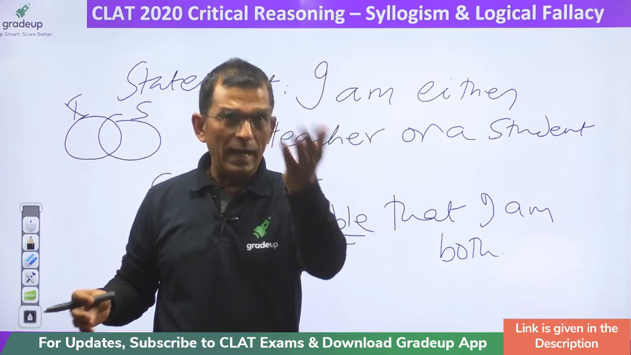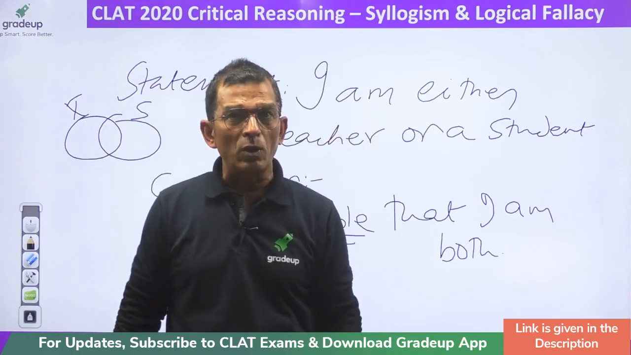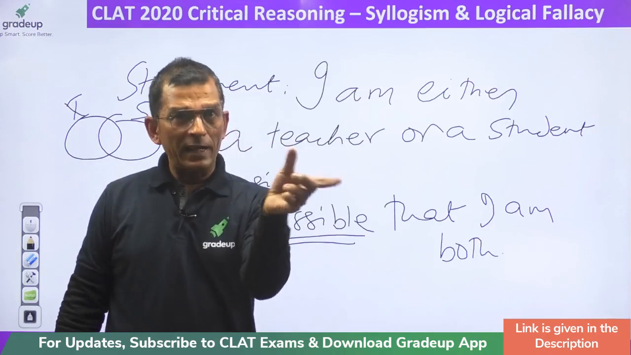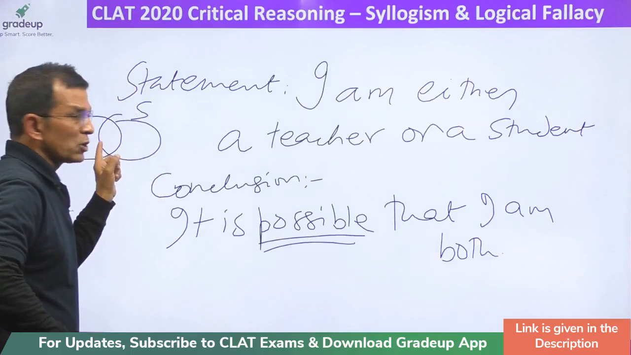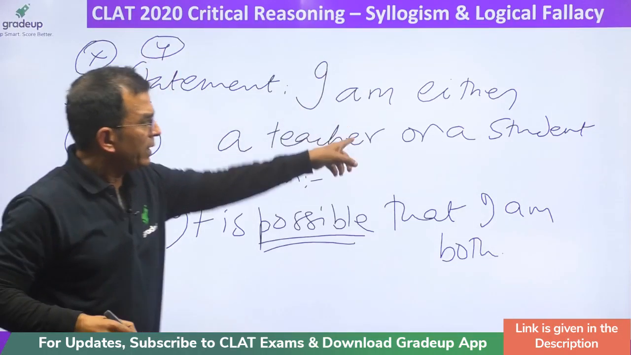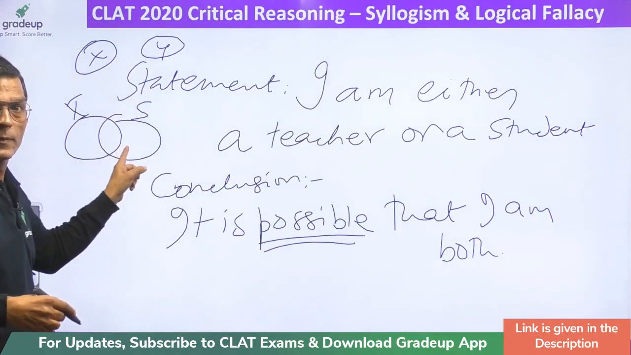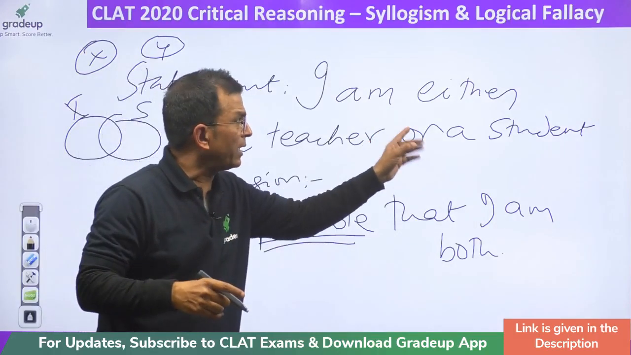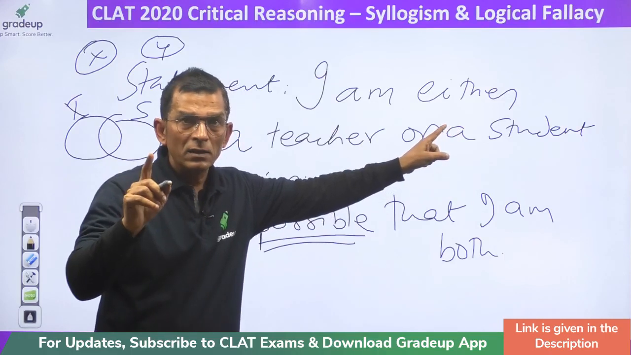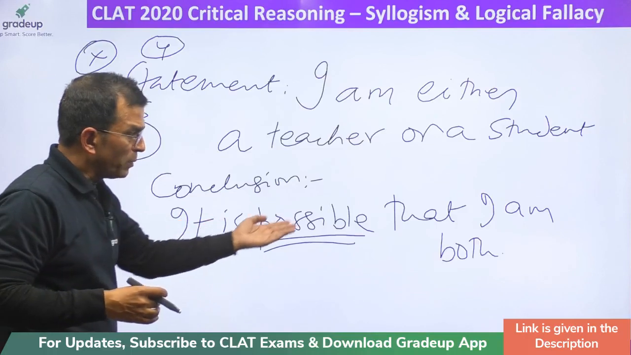I could be both. Like, suppose I have a 500 rupee note or a 2000 rupee note. What would you say? That I can have only one, which means this diagram is also possible, and this is also possible. I'm either a teacher or a student may mean this or it may mean this, because I have not explicitly said that if this happens, this does not happen. I have left the possibility open. Therefore, it is possible that I'm both.